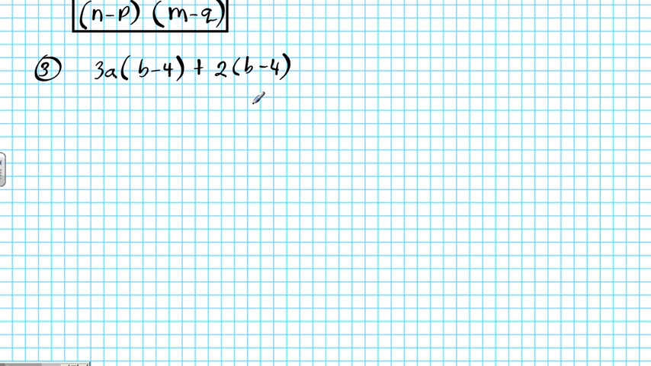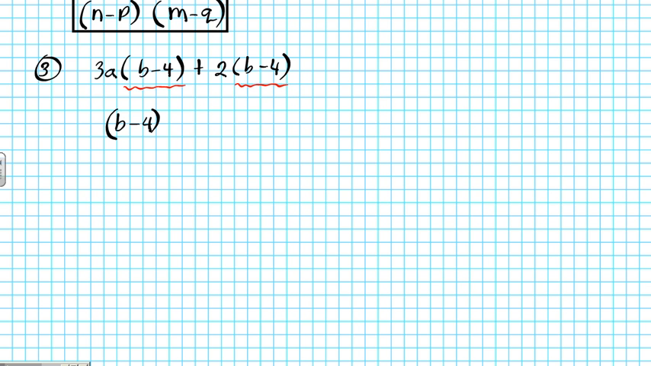So let's take a look at this carefully. If you notice, b minus 4 is common on both sides of this plus sign, right? So b minus 4 and b minus 4 are both common. So what do you do with those two common factors? They're a common factor, so you factor them out as 1, b minus 4.